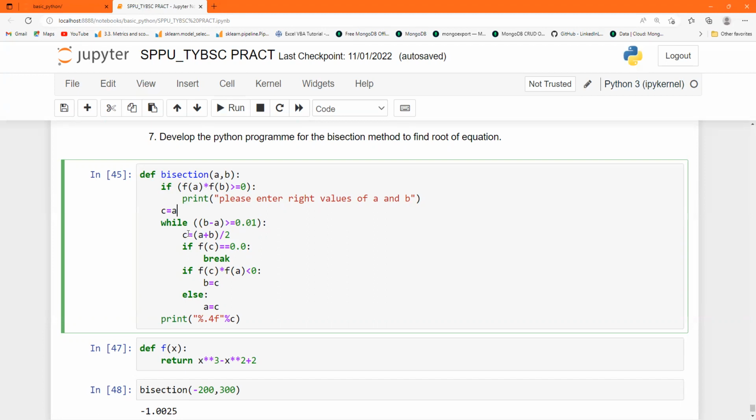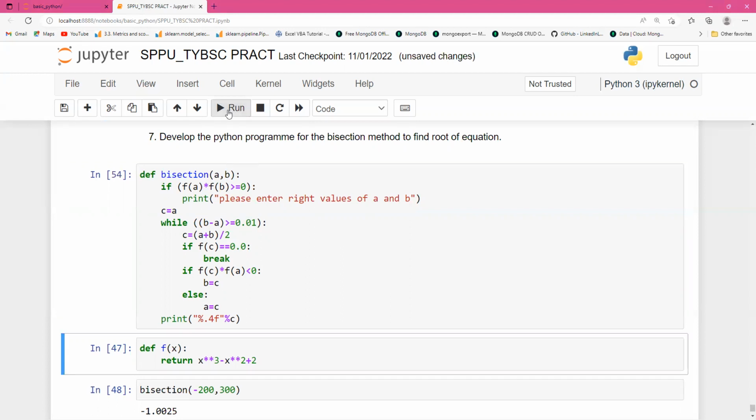If it is satisfied, then the value of c will be a plus b upon 2. And now I'm using the conditions on c, f of c. So if f of c equals 0.0, we have to break. Yes. And if it is not, if f of c into f of a is less than 0, then b equals c, and else a equals c. And lastly, we are printing this format as c value. If I run this, it's run now.